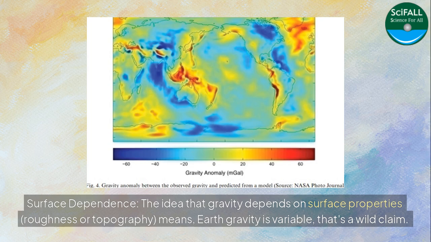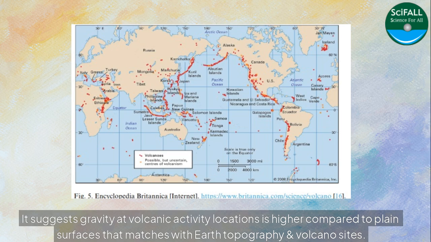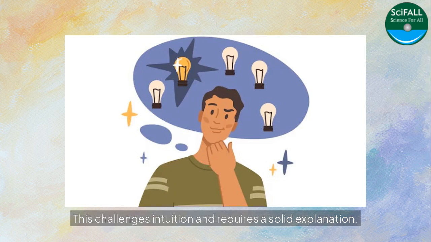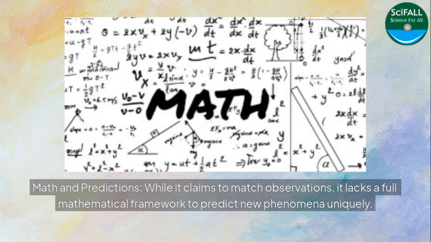Surface dependence. The idea that gravity depends on surface properties, roughness or topography, means Earth gravity is variable. That's a wild claim. It suggests gravity at volcanic activity locations is higher compared to plane surfaces, which matches with Earth topography and volcano sites. This challenges intuition and requires a solid explanation, math and predictions. While it claims to match observations, it lacks a full mathematical framework to predict new phenomena uniquely.